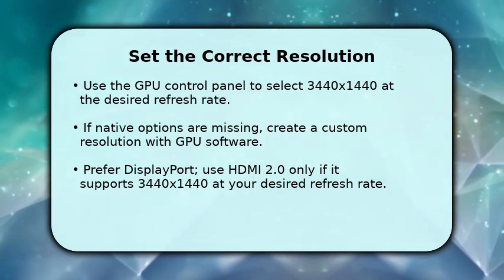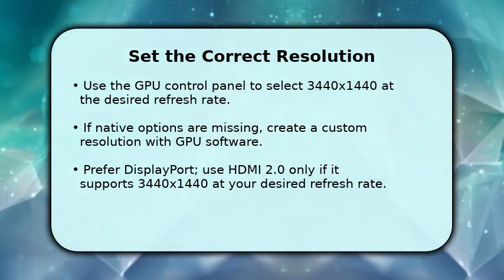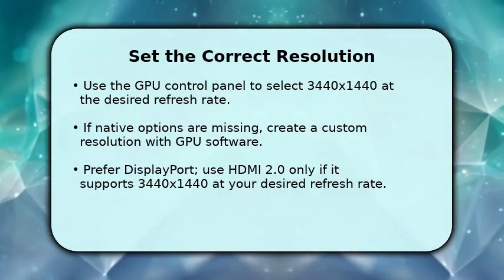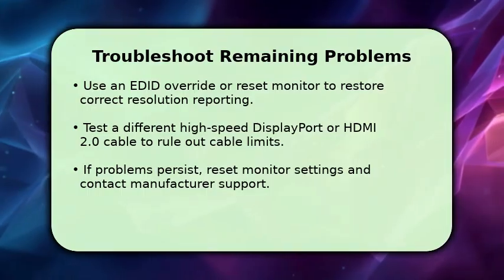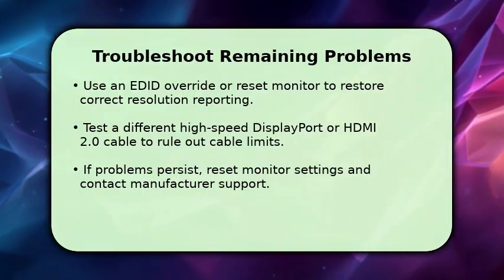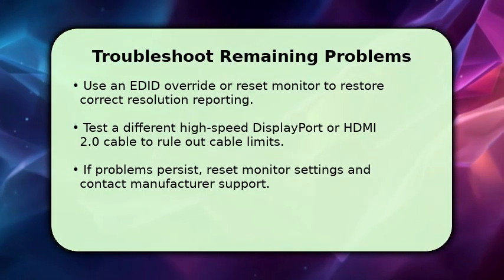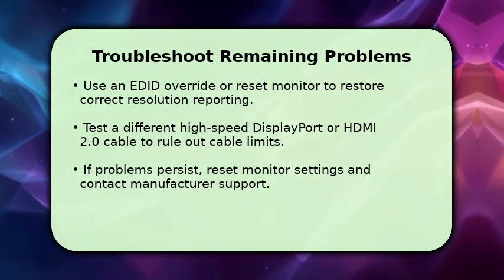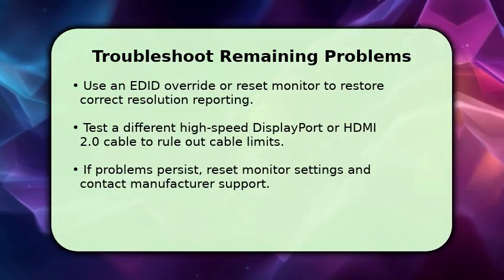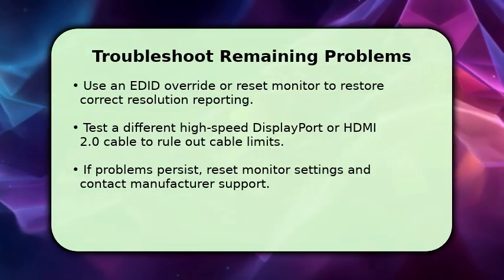Prefer DisplayPort connections for higher bandwidth and stable ultra-wide performance over older HDMI cables. If resolution still fails, reset monitor settings using the on-screen menu to clear custom modes. Try a different high-speed DisplayPort cable or a certified HDMI 2.0 cable to eliminate bandwidth limits and signal issues.